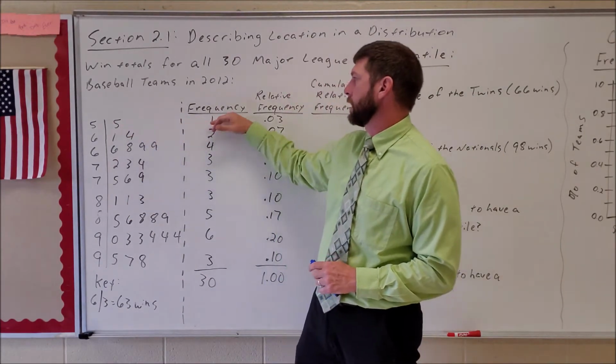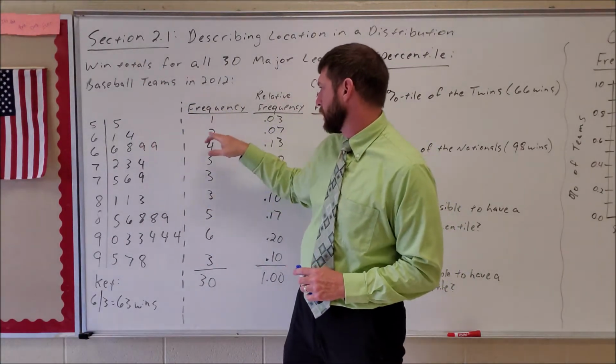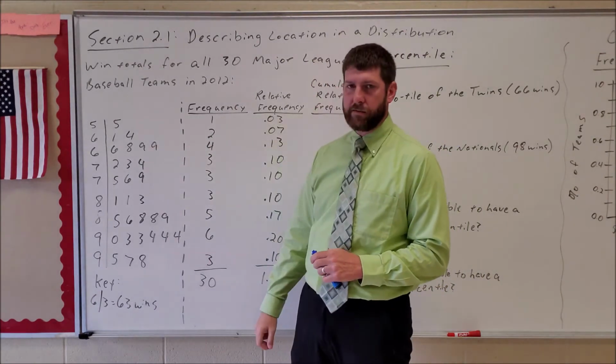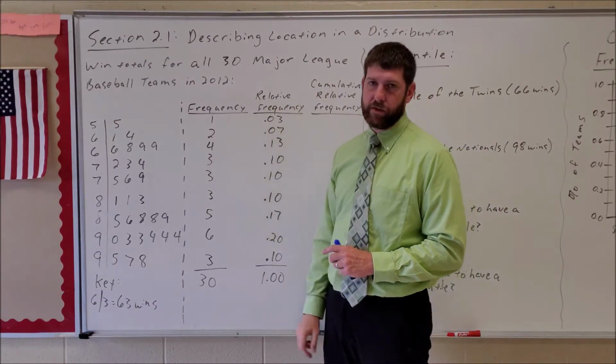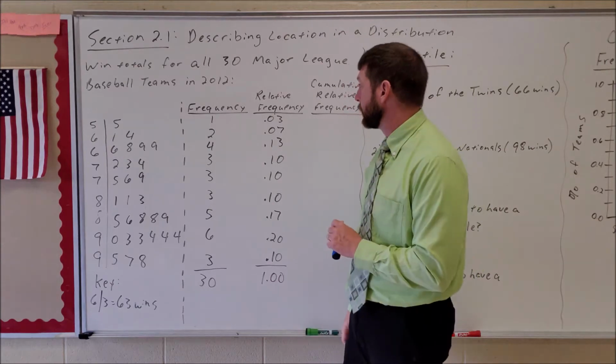So we had one team that was in that 55 to 59 range, two teams in that 60 to 64 range, four teams in that 65 to 69. So I just went through this stem plot and calculated the frequency of each row. That's kind of like the starting part of building a histogram, so to speak.